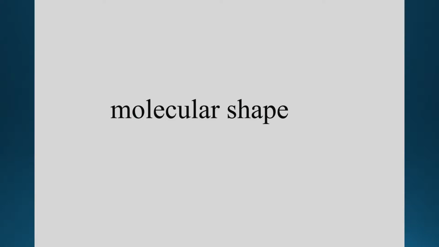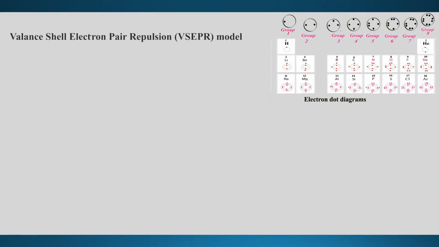Molecular shapes. Valency shell electron pair repulsion model, VSEPR. This model determines the shapes of the molecule.